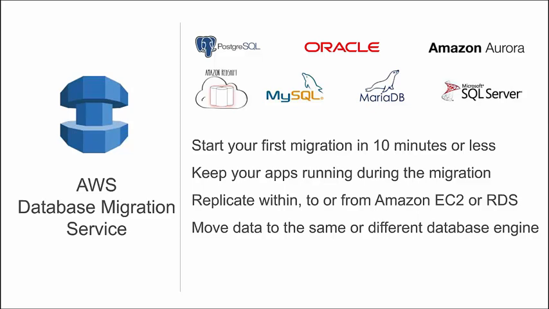Lastly, in addition to supporting homogeneous migrations, meaning moving data from engine A to engine A just in a different environment, we also support heterogeneous migrations. For example, you can move data from Oracle to Aurora, or you can use the Database Migration Service to move data from SQL Server to Postgres.